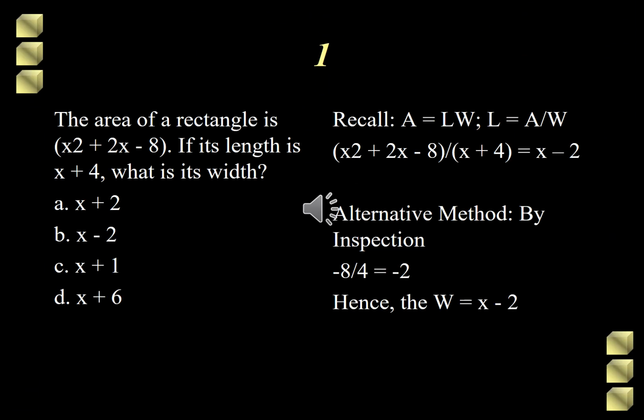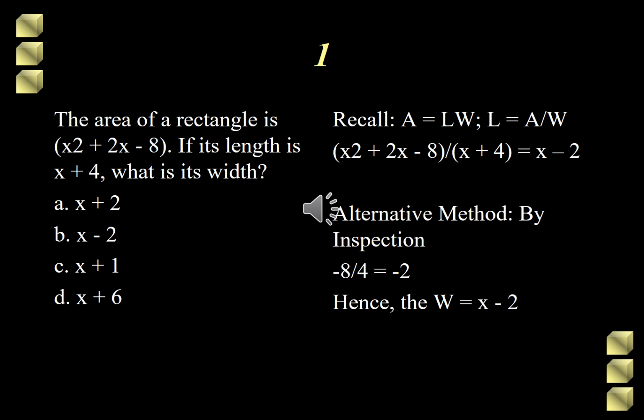For our first question, it says here the area of a rectangle is x squared plus 2x minus 8. If the length is x plus 4, what is its width? The choices are A, x plus 2, B, x minus 2, C, x plus 1, and D, x plus 6.